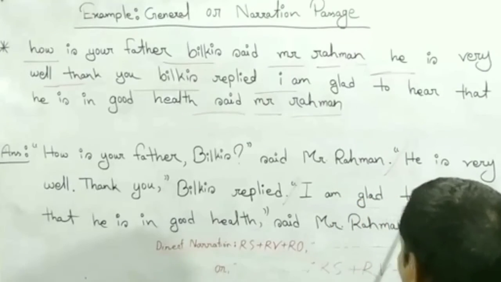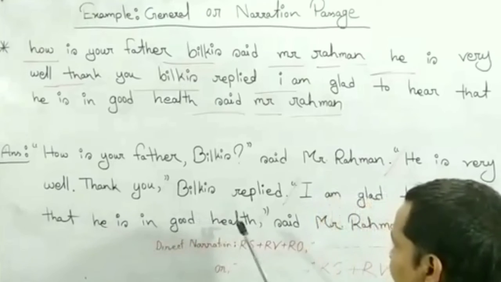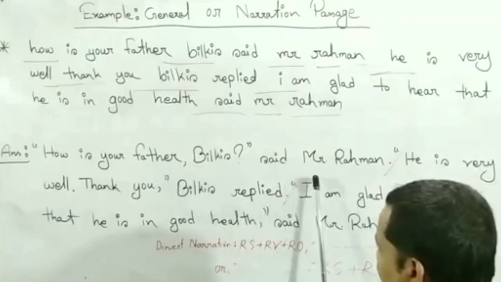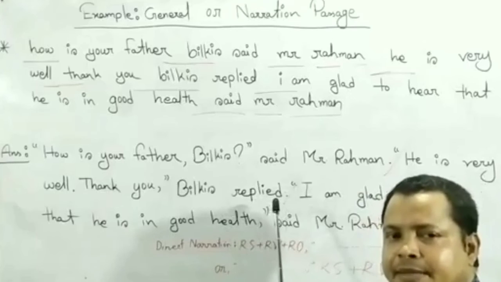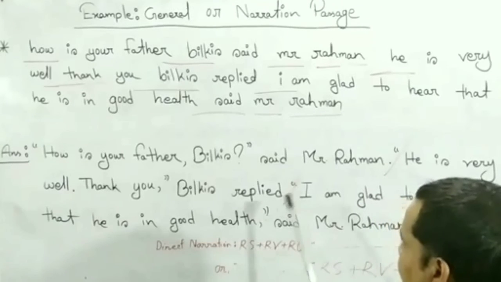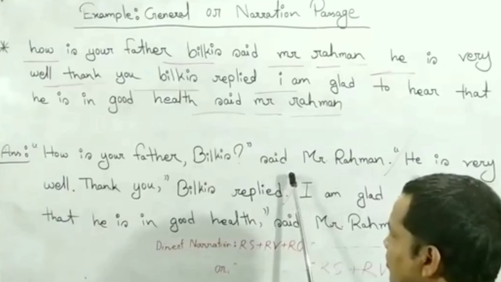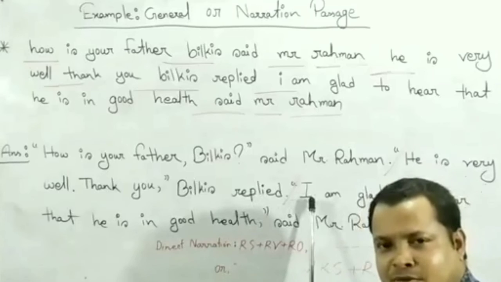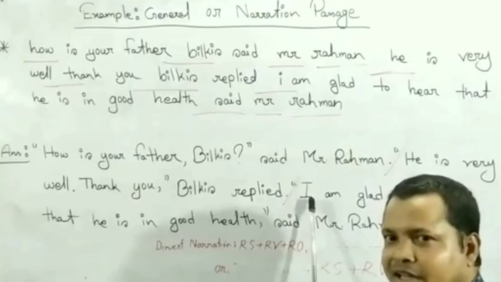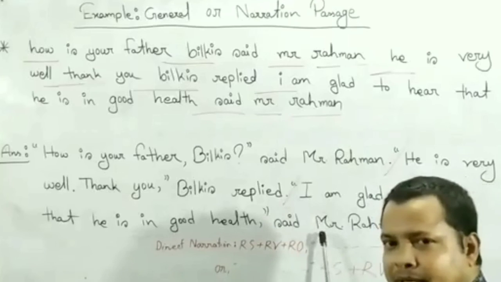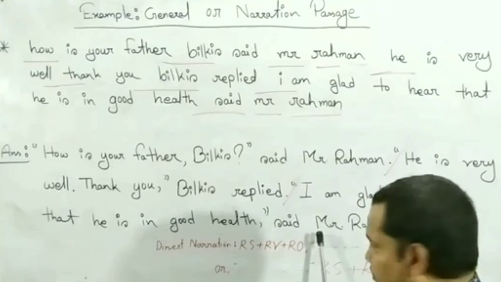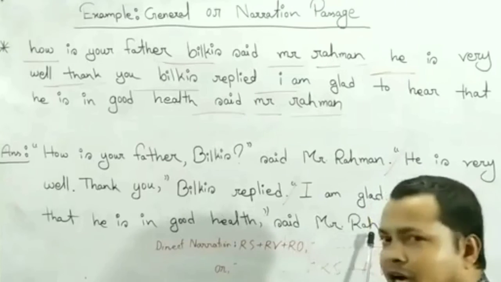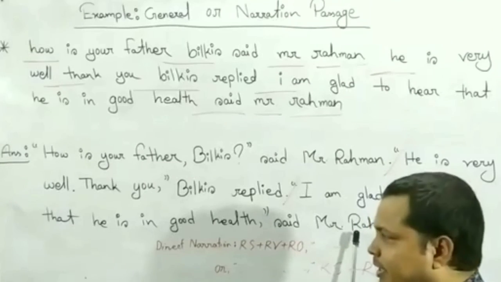Third part. I am glad to hear that he is in good health, said Mr. Rahman. It is the third sentiment. From I to health, it is the main sentiment in a speech of the speaker. So we have to give inverted comma start, inverted comma finish. And I, a pronoun and the first letter of the sentence, will be a capital letter. Here M is a title. So M of Mr. will be a capital letter. Rahman is a proper noun. So R will be a capital letter.